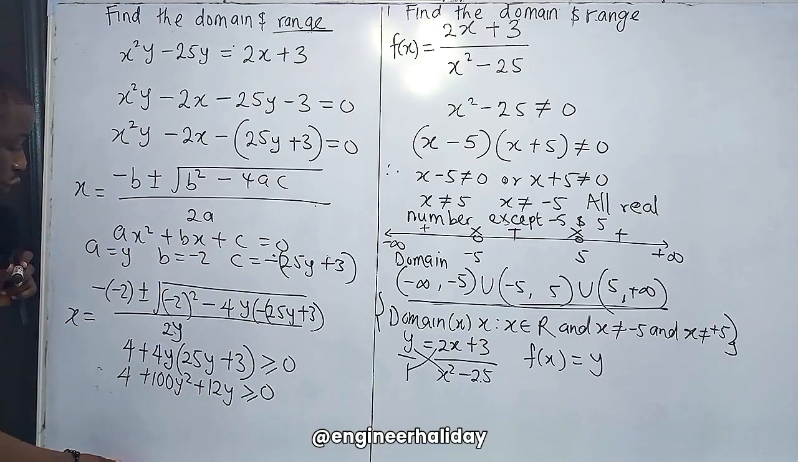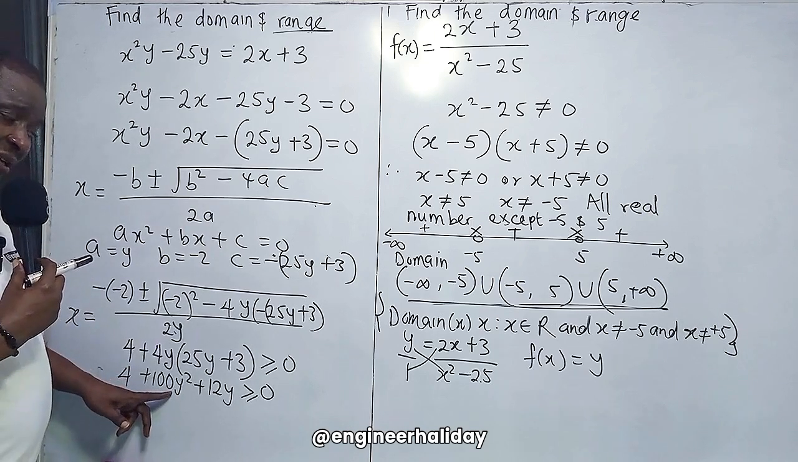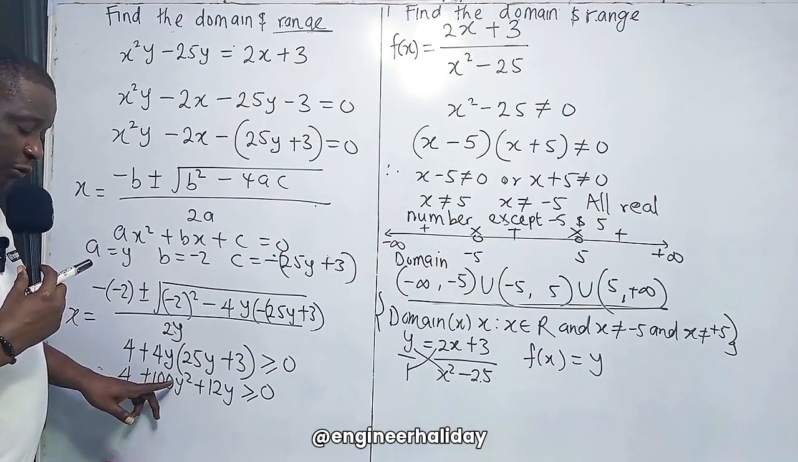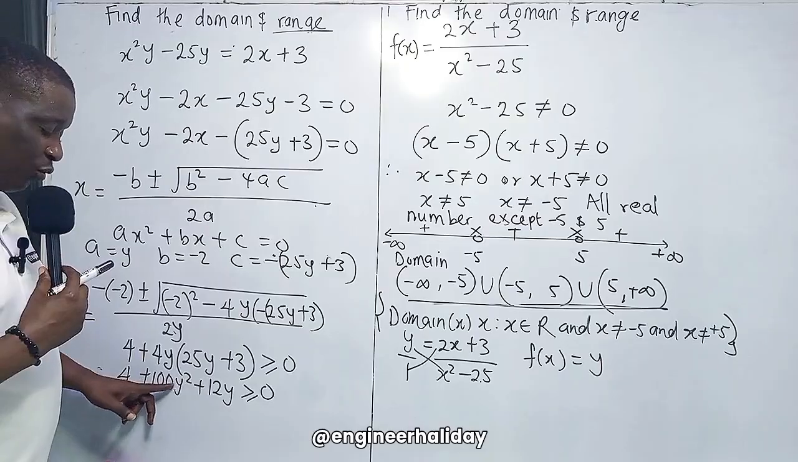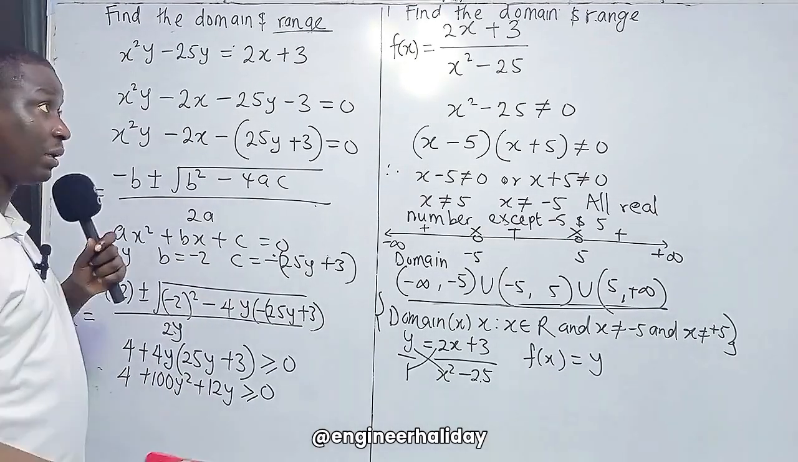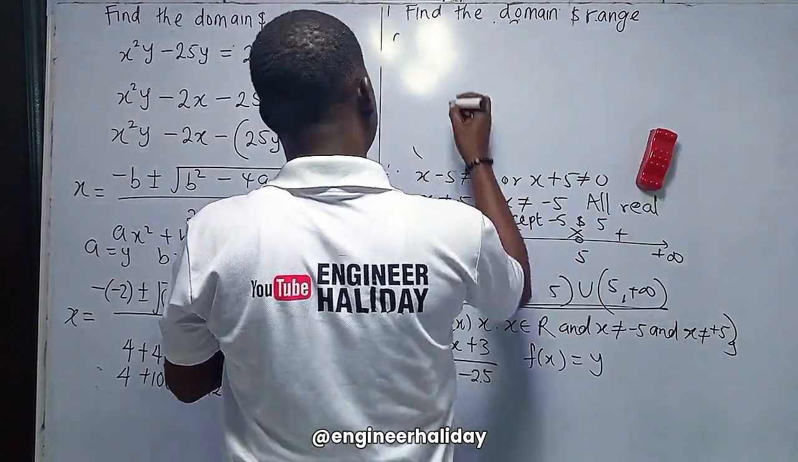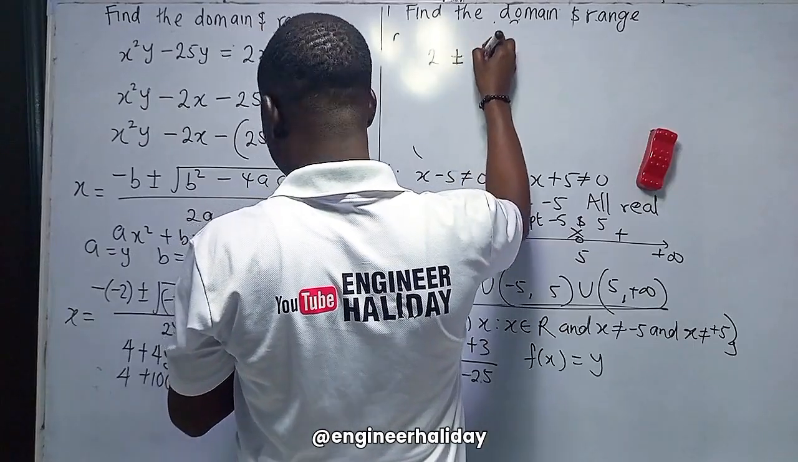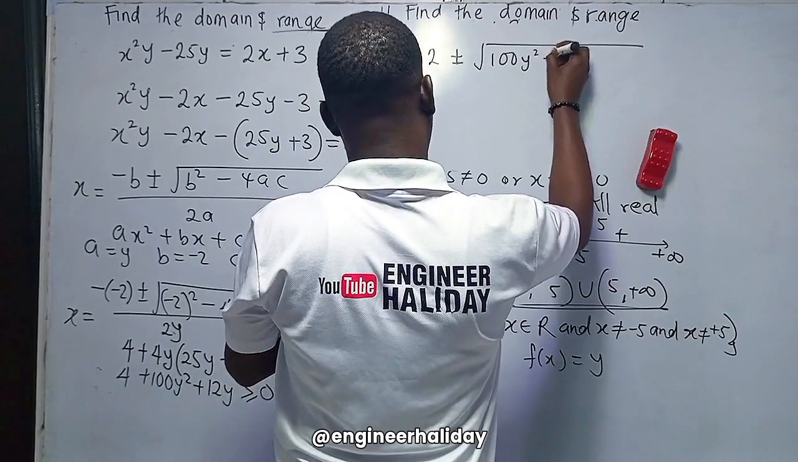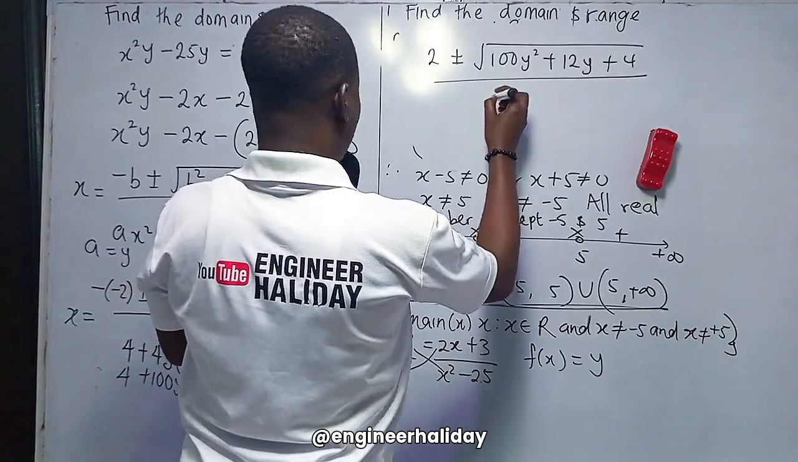Now, what I want to consider here is that there is no particular value of y, no matter the value you choose for y, that will give us undefined. Let me put it inside the square root so that you can see it. That means 2 plus or minus the square root of 100y squared plus 12y plus 4, over 2y.